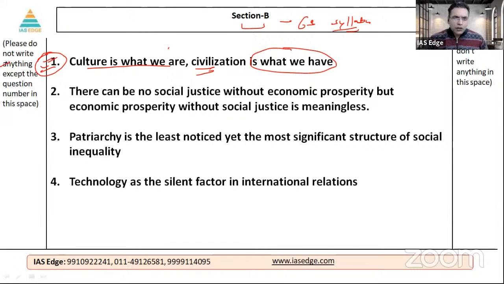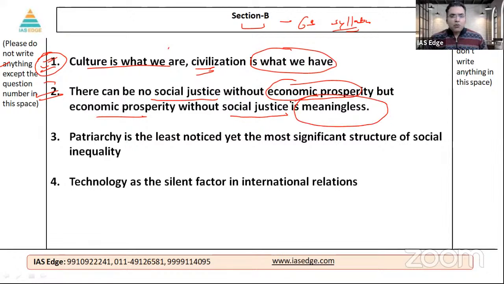Now, topic number 2, a wonderful topic, and this is a topic which I would go with. There can be no social justice without economic prosperity, but economic prosperity without social justice is meaningless. Wonderful topic, an easy one, but remember, you have a lot of fodder in your GS papers because social justice is a part of GS paper 2. Social justice, economic growth, development, welfare, sustainable development, current context, historical background, 21st century, 20th century, and before that, the idea of social justice, how it evolved. So it has a good amount of data that you can have.